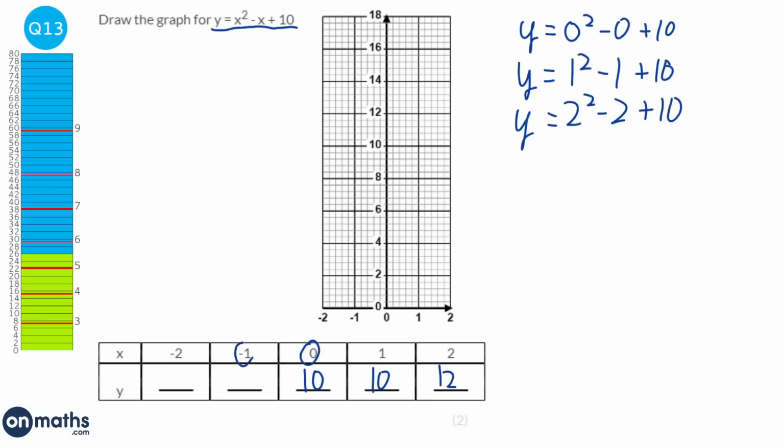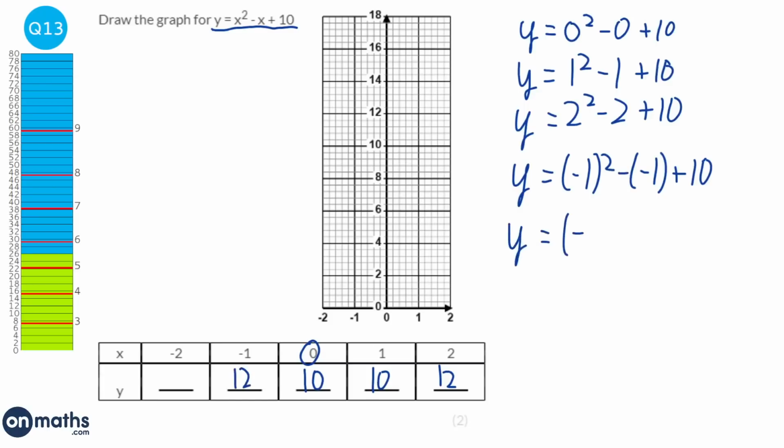Now we're going to do the negative, so we're going to look at minus 1. So it's y equals minus 1 squared, and it's going to be minus 1 plus 10. So a little bit more complicated here. Minus 1 squared is just 1. Now here you have 2 negatives together. When you have 2 negatives together, it makes a plus. So we've got 1 plus 1 plus 10, which is going to be 12.